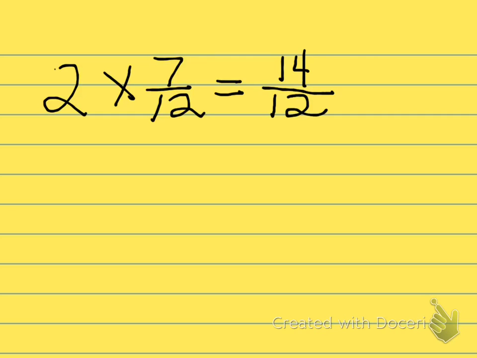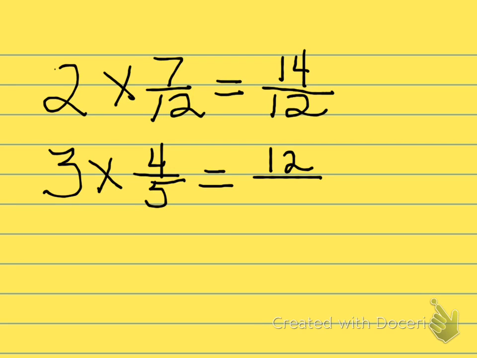Let's try it again. Let's try 3 times 4/5. You're right, 3 times 4 equals 12, and 12 is my numerator. My denominator is, yes, fifths. Once again, my answer is a fraction greater than 1 whole. We'll go ahead and convert these later, but right now we want to concentrate on how to multiply a whole number times a fraction.